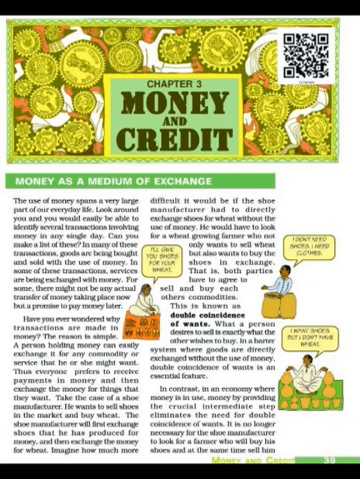Now students, imagine the economy without money. How difficult it would be if the shoe manufacturer had to directly exchange shoes for wheat without the use of money. So think about an economy where there is no money. Then it will be very difficult for buying and selling goods. The shoe manufacturer would have to look for a wheat growing farmer who not only wants to sell wheat but also wants to buy the shoes in exchange. So it means both parties have to agree to sell and buy each other's commodities.